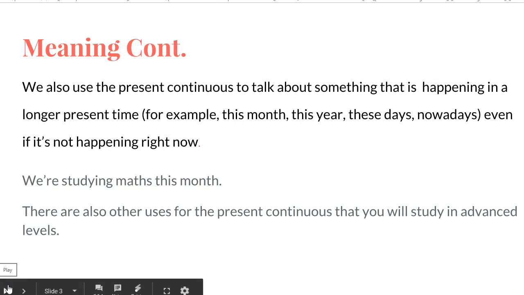We also use the present continuous to talk about something that is happening in a longer present time. For example, this month, this year, these days, and nowadays. Even if this action is not happening right now. We are studying math this month. There are also other uses for the present continuous that you will study in advanced levels.